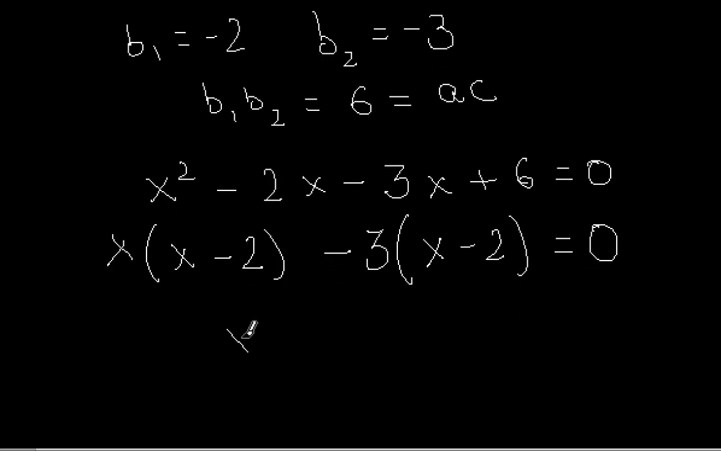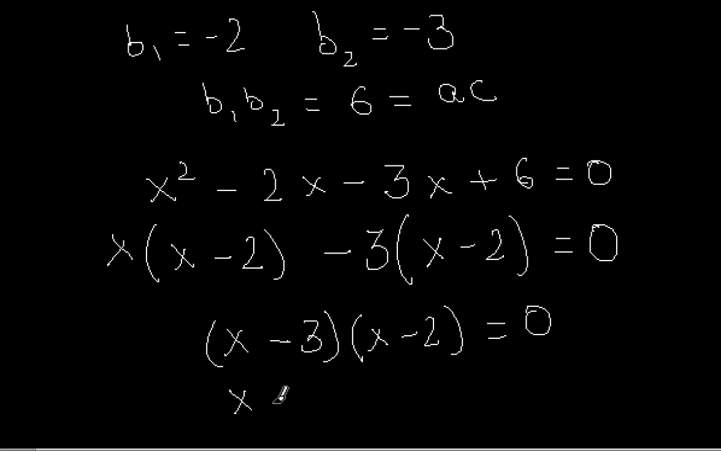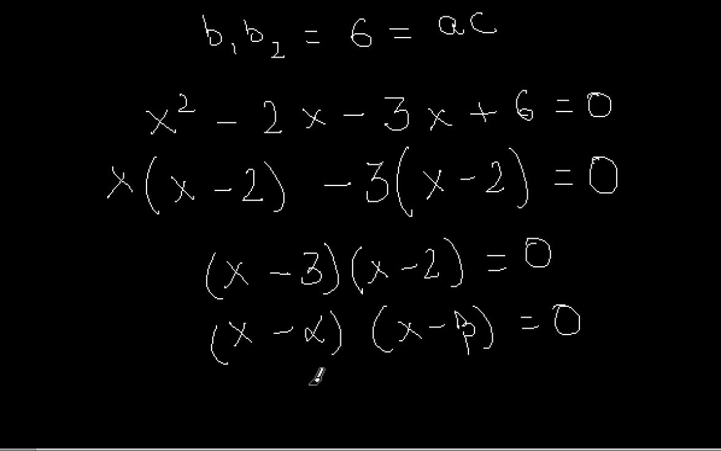So this means we can write this as (x minus 3) into (x minus 2) equal to 0. Now if we compare this with (x minus alpha) into (x minus beta) equal to 0, we will see that we have already solved it and the two roots are 3 and 2. So this is how we solve a quadratic equation using the method of factorization.